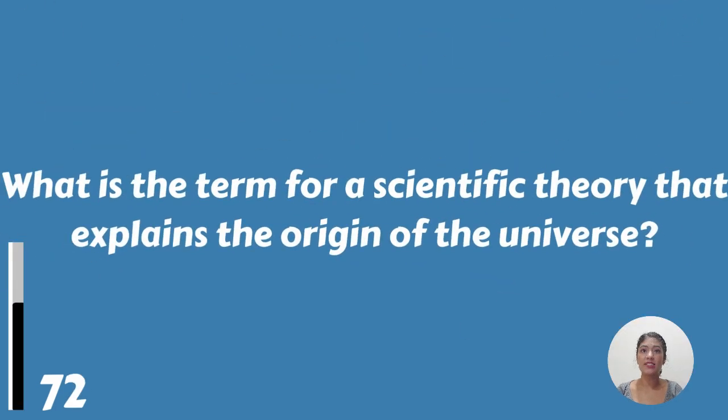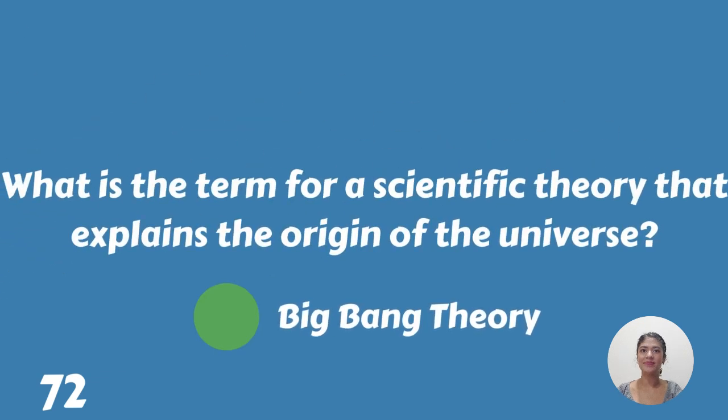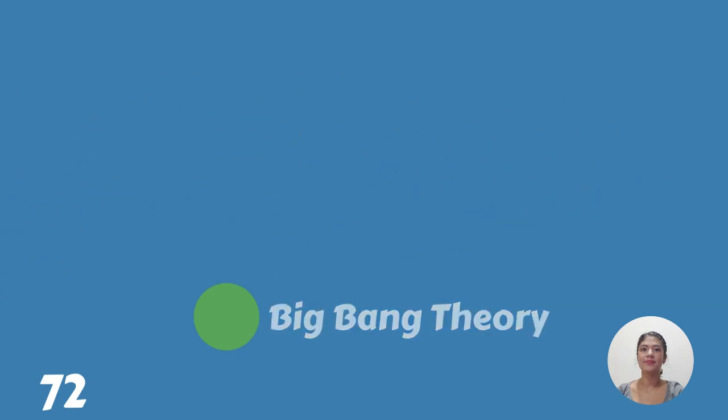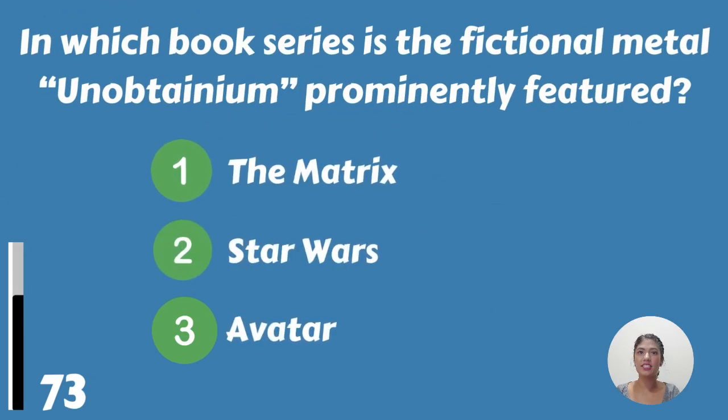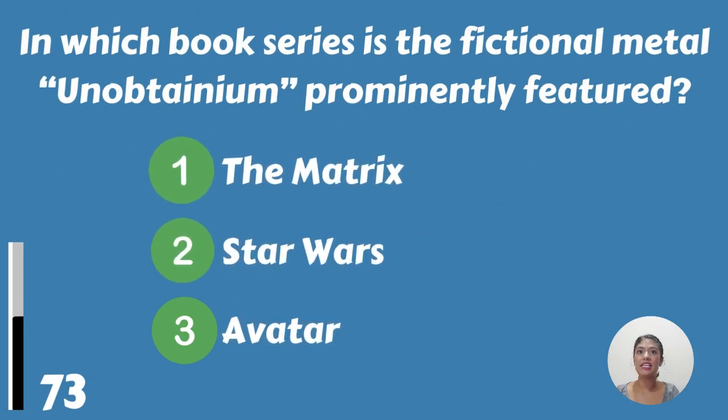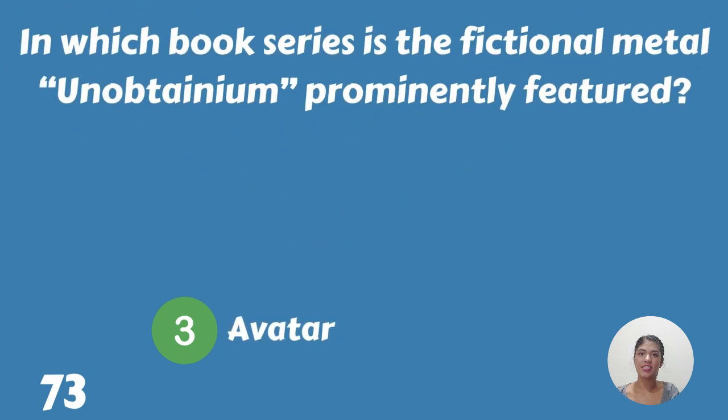What is the term for a scientific theory that explains the origin of the universe? Big Bang Theory. In which book series is the fictional metal unobtainium prominently featured? The Matrix, Star Wars, Avatar. Avatar.